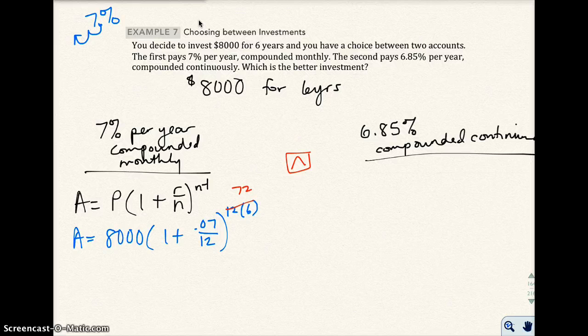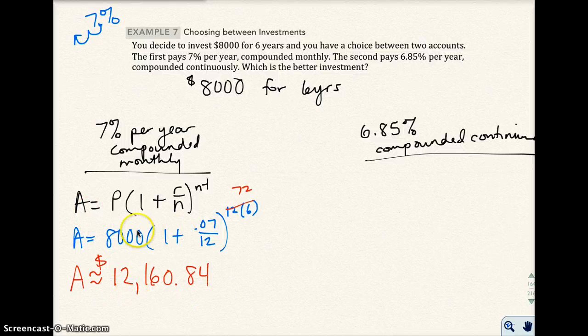Okay, so my answer for the first one, I get a cumulative amount of approximately $12,106.84. So you invested $8,000 for 6 years. So 6 years later, your account's going to have over $12,000. It's a good investment. Make over $4,000 in 6 years. Okay, and so let's go ahead and do compounded continuously.